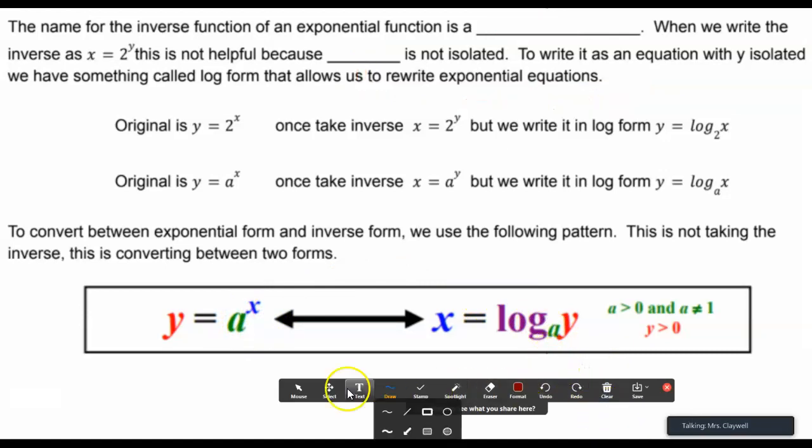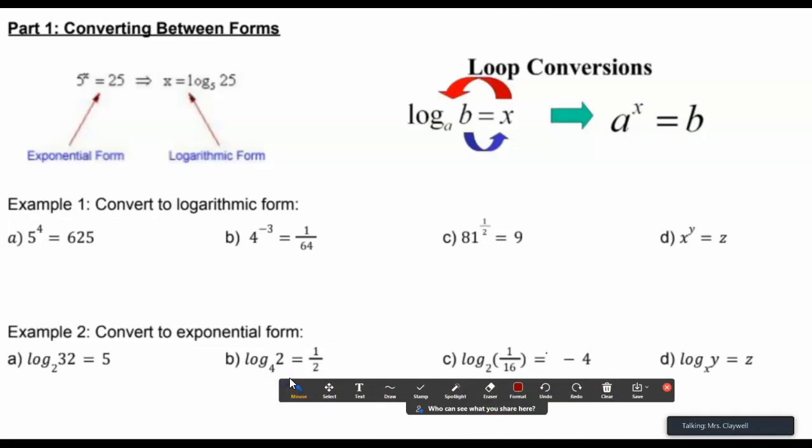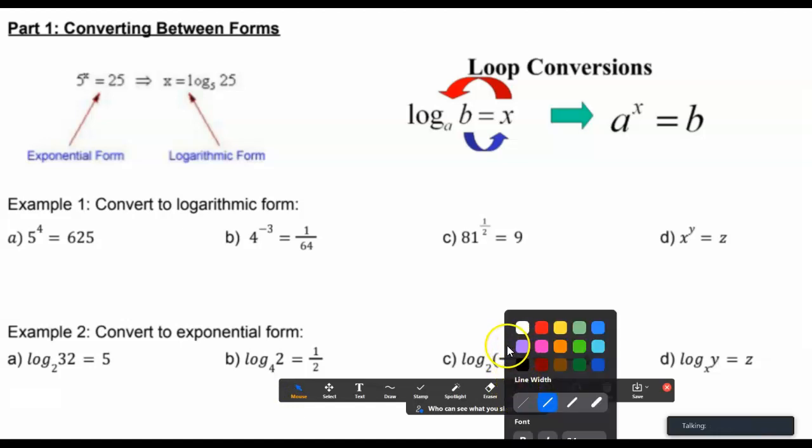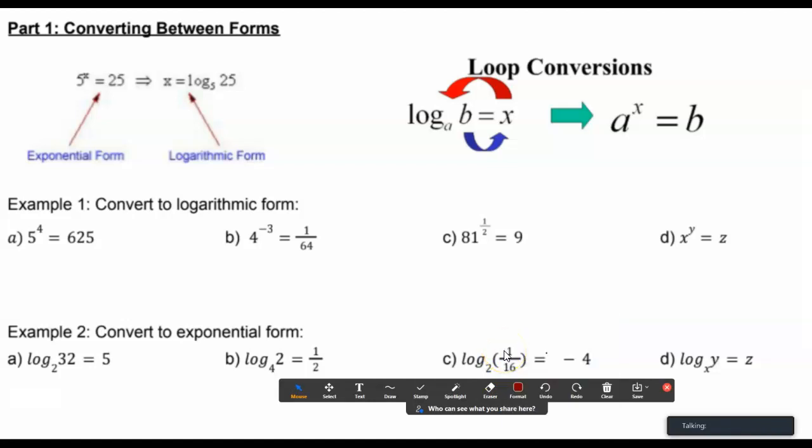So flip to the back page. And it's the idea of a loop. So we're saying these are equivalent. 5 to the x equals 25 is the same as x equals log base 5 of 25. We have this idea of a loop. So we're saying 5 to the x equals 25.